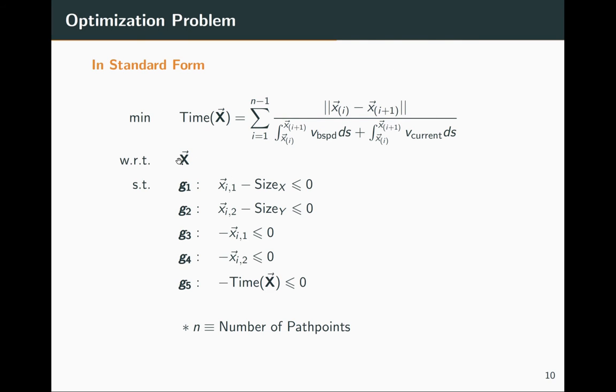Okay, with respect to x is just the vector of the 10 discrete waypoints. Subject to, and these are the constraint formulas in standard form. The G1, G2, G3, G4 represent the constraints referencing the bounds of the map, and then G5 constrains the time to be positive.